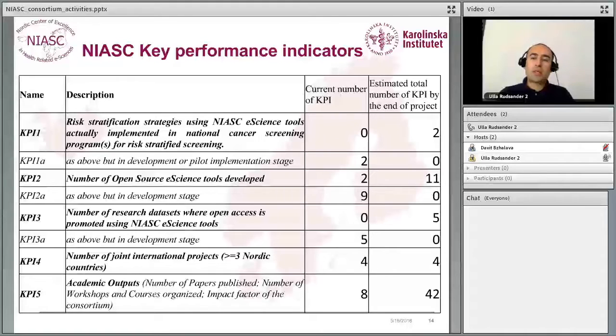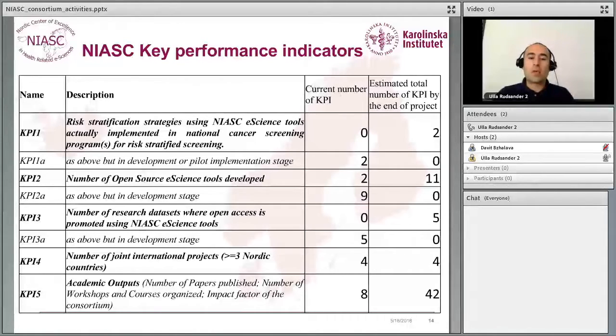So NIASC as a consortium has key performance indicators where we measure our success. One of the most important indicators is the number of risk-stratified strategies integrated in the national cancer screening programs. This is one of the main goals of NIASC. So right now we have 2 such projects under development. We have developed about 13 open source eScience tools. Well, 2 are already developed and 11 are under development.